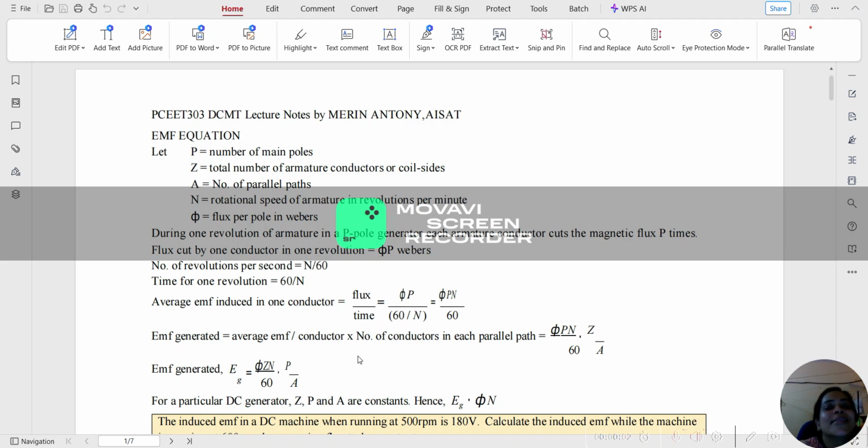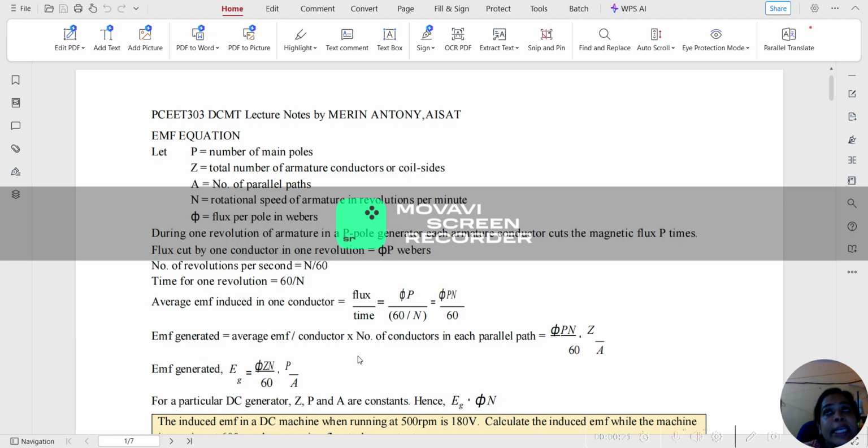Good morning, students. In this class, we'll study the EMF equation of a DC generator, and also the different types of excitations of DC generators. The first topic we'll cover is the EMF equation of a DC generator.